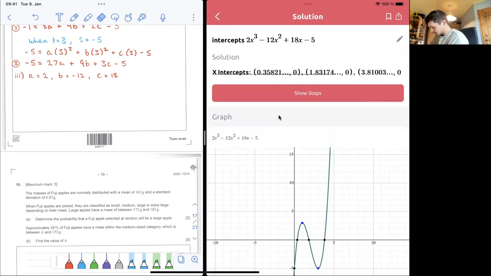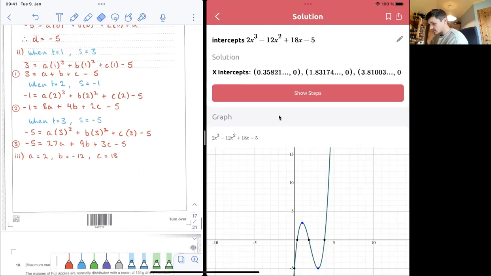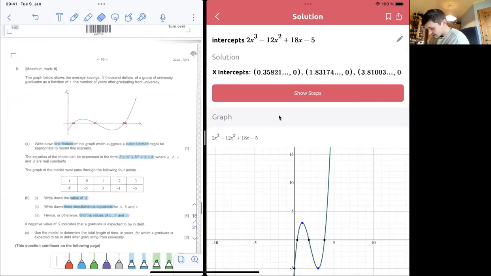So I've got the first one is at 0.35821. So coming back up to here, that's this one here. Okay, and then the next one, which is 1.83174, which is that one. And then the last one is 3.81003, which is there. Okay, and so the time in which S is negative, or below the x-axis, is up to this first x-intercept, and then between these two.